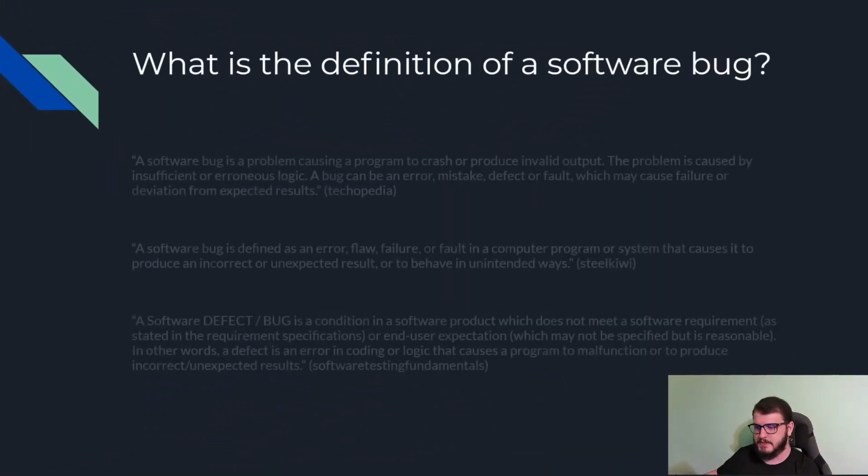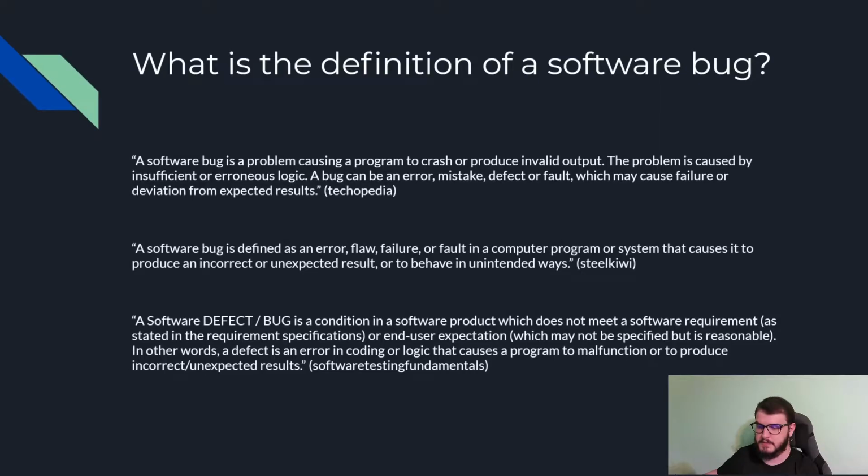Here are some definitions for software bug from different websites. As you can see, a software bug is defined as a problem causing the program to fail, as an error that causes the system to behave abnormally, and so on. Basically, a bug in software development is an error that causes the application to fail. For example, imagine logging in into your account and the login button doesn't work. There is a bug. Or you reach the main page of a website and a word is misspelled. That is also a bug.